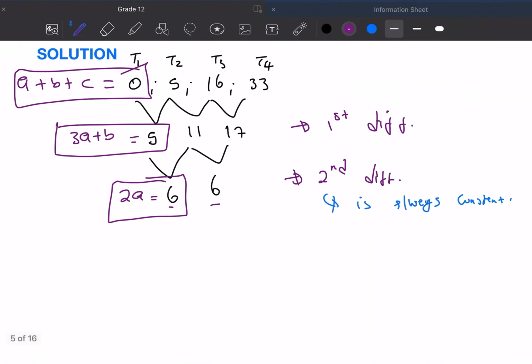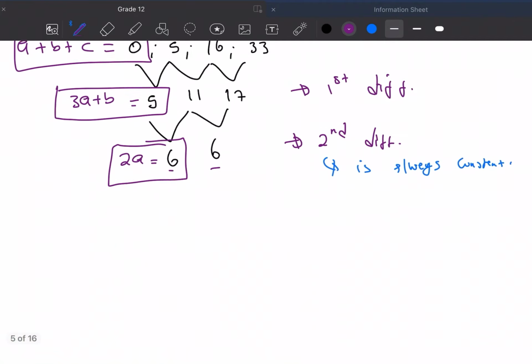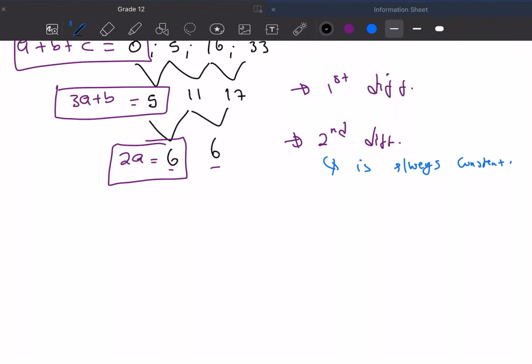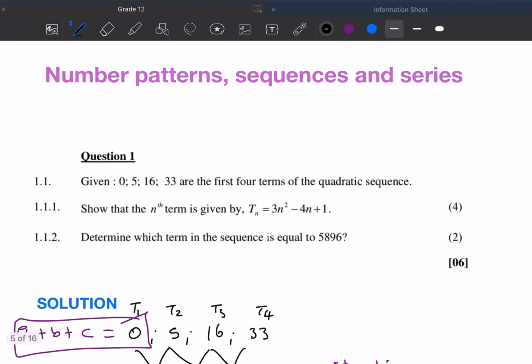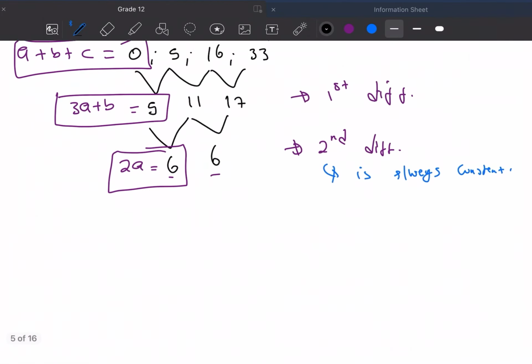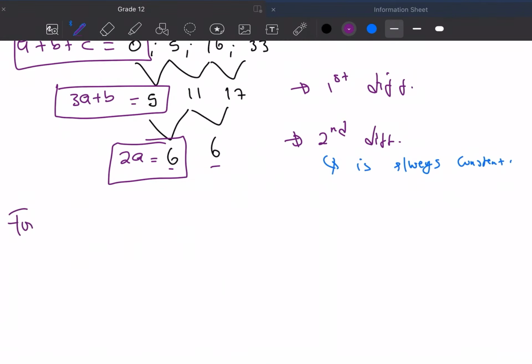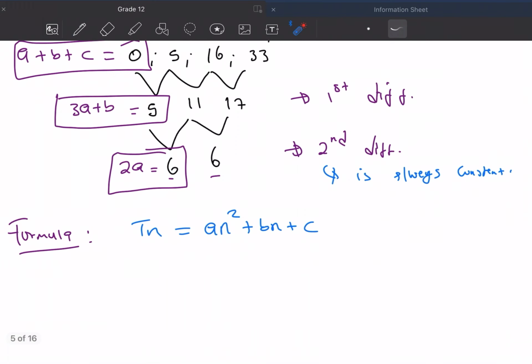Why do you need this? It's because with a quadratic sequence, we have a quadratic formula: Tn is equal to an squared plus bn plus c. This is a quadratic formula, right? So these equations, 2a is equal to this, 3a plus b is equal to this, are going to help us solve for a, b and c.